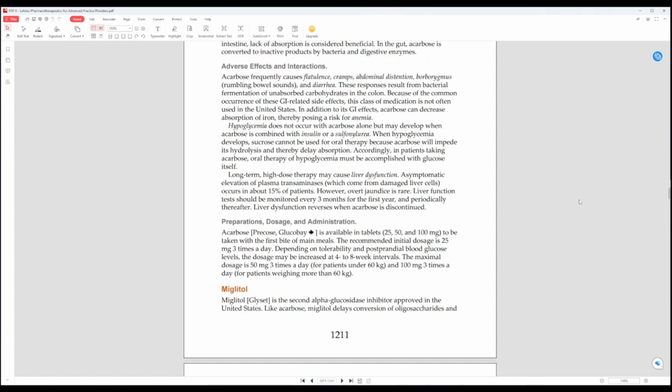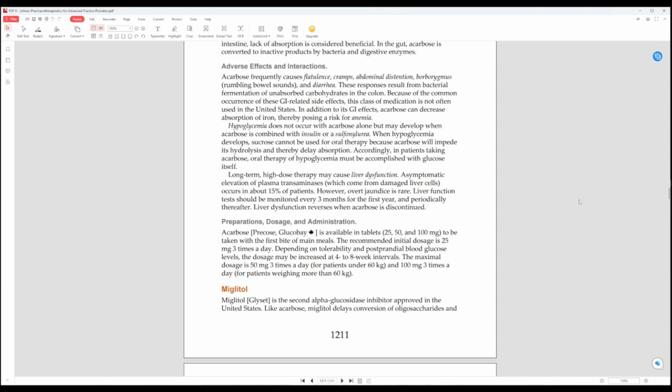All good things, though, come with adverse effects, and acarbose frequently causes gas, cramps, abdominal distension, borborygmus, and diarrhea. These responses result from bacterial fermentation of unabsorbed carbs in the colon. Because of the common occurrence of these GI-related side effects, this class of medication is not often used in the US. In addition to its GI effects, acarbose can decrease absorption of iron, thereby posing a risk for anemia.